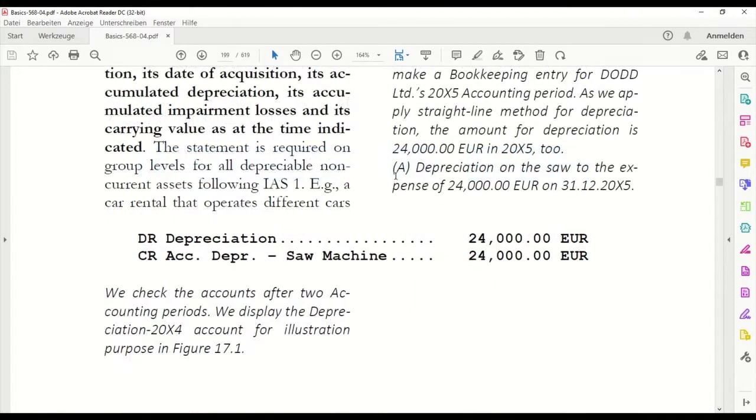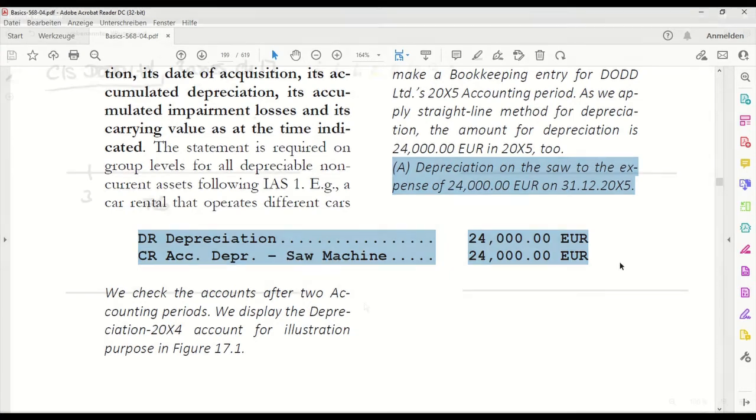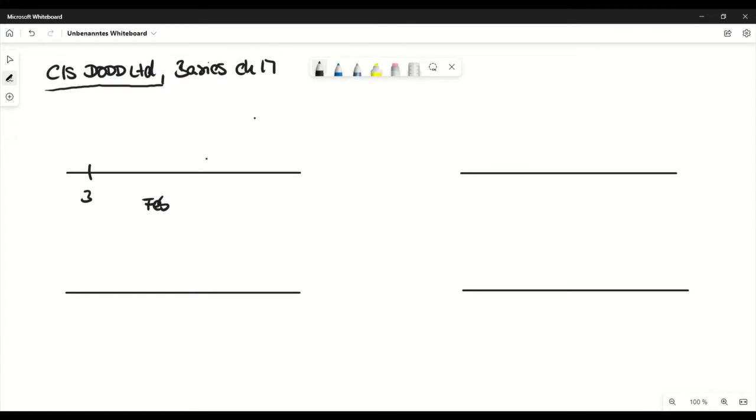In the next accounting period, 2005, the company makes the bookkeeping entry debit entry depreciation, credit entry accumulated depreciation, to the extent of 24,000 euros. In class, depreciation always is calculated accurate to the month. In the case of DODD Limited, the company buys the asset on the 3rd of February. We have to consider that for the February, the majority of the days, the company will be in possession of this saw. For that reason, the February will count for depreciation.